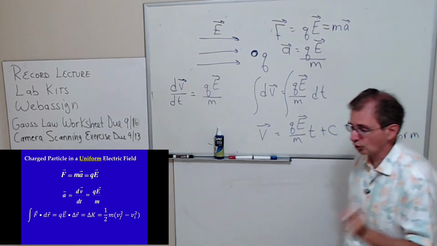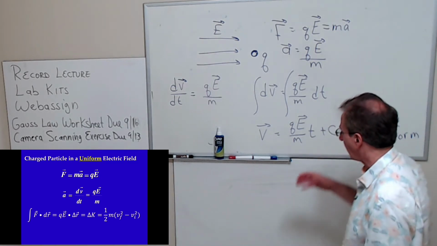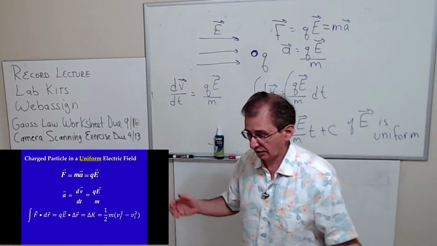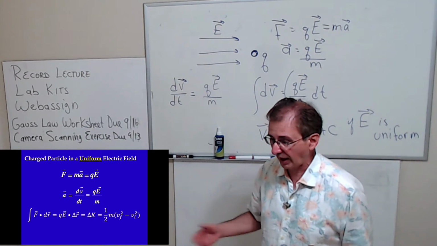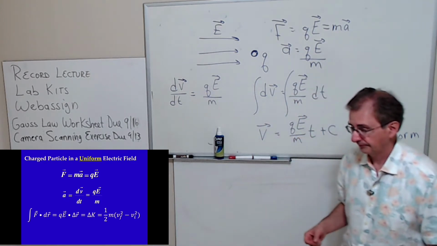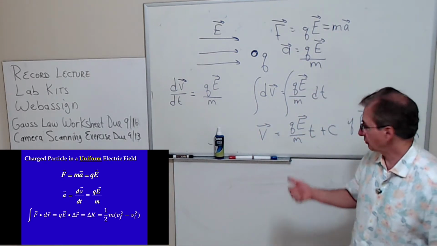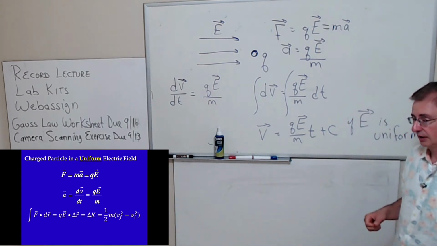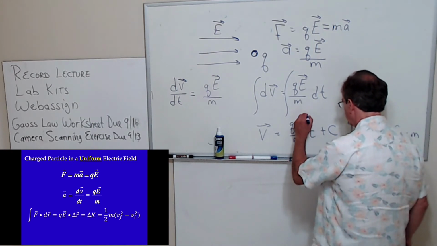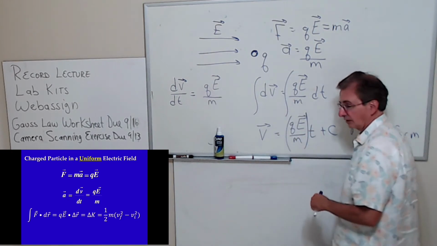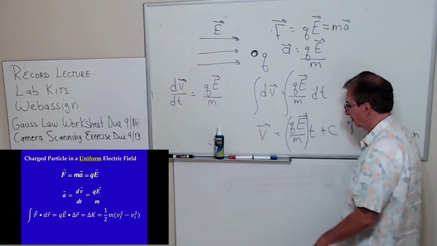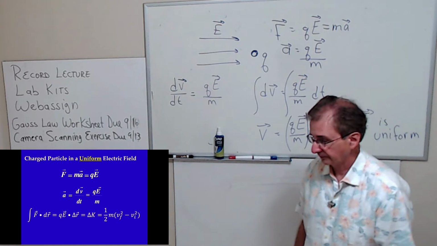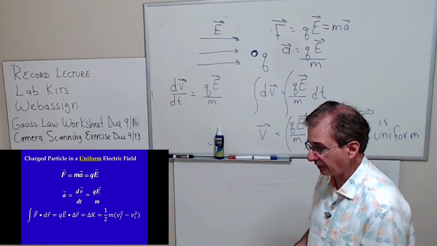And if E is uniform, the math is no different than the problem where you throw an object in a uniform gravitational field. The math is exactly the same. This would be a projectile problem if E is constant. The only difference is that in the case of gravity, this is 9.8, and in this particular case, it's just Q over M. Are we okay with that?